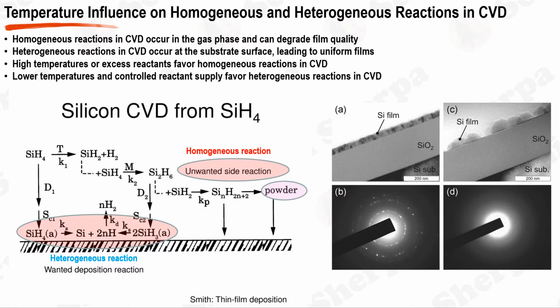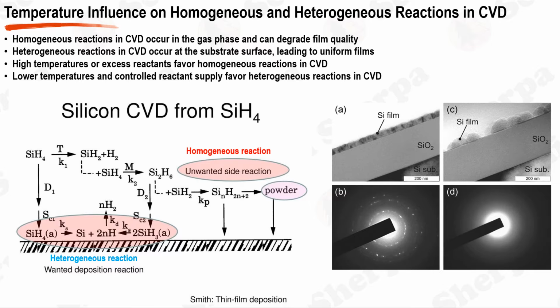Understanding the temperature dependency of homogeneous and heterogeneous reactions in the context of chemical vapor deposition, CVD, processes can be instrumental in optimizing film deposition. Using the deposition of silicon from silane, SiH4, as an example provides a more concrete understanding of these concepts. In a CVD process, silane is introduced into a reactor chamber where it's expected to react at the substrate surface, forming a layer of silicon.